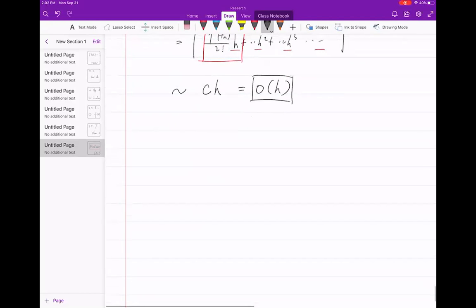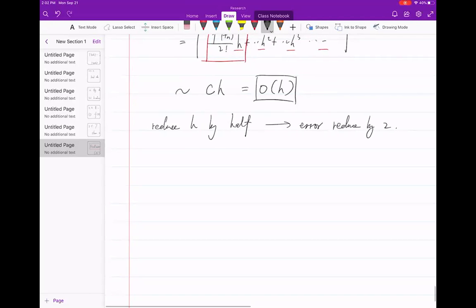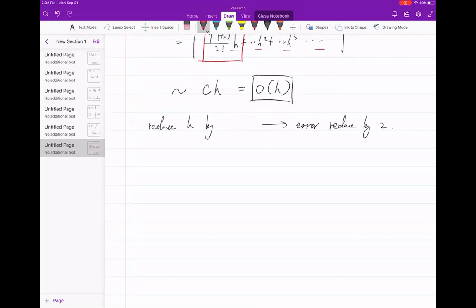That means your error is at the level of h. That means if you reduce h by half, your error is going to be reduced by the same magnitude. Because your O(h), h becomes 1/2, your error becomes 1/2. You make h 10 times smaller, your error becomes 10 times smaller. Sounds good? Cool. That's how we quantify the errors.